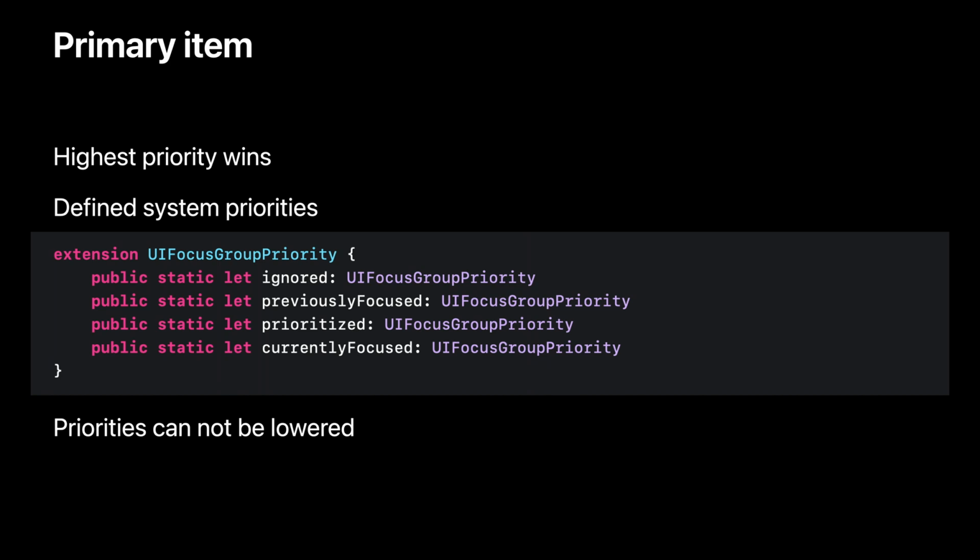By default, the system assigns one of the predefined priorities: ignored, the default priority; previously focused; prioritized, indicating an item is more important than others, like a selected cell; and currently focused, which is the highest priority possible. It's important to understand that you can never lower the priority of an item below its system-provided priority. Instead, you should raise the priority of a different item.